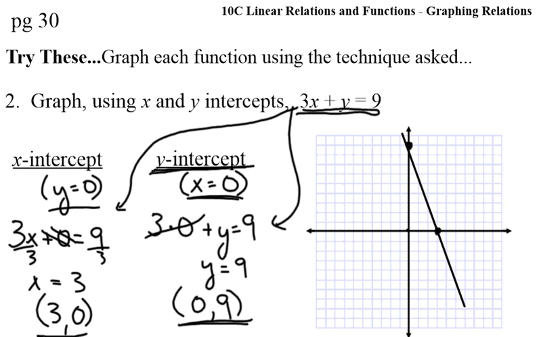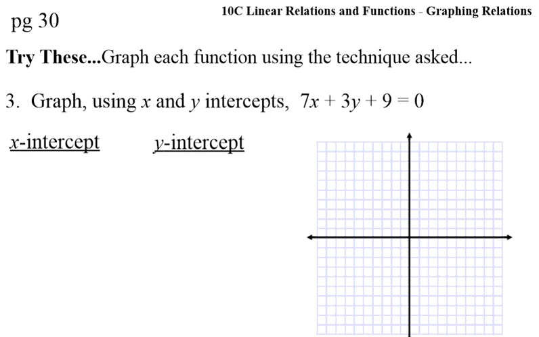correct graph. Fix that up a little bit so it's nice for both of those axes. Make sure you put your arrows on to say that it goes forever in both directions. X-intercept and y-intercept allow you to make a graph. Last one. Turn off the video, give this one a try, see what you come up with.